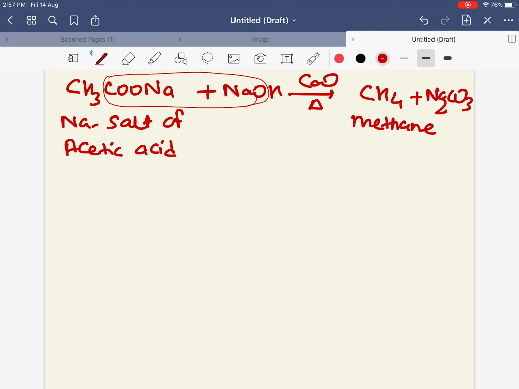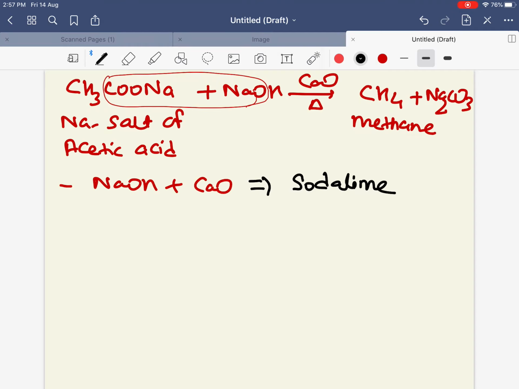The important point is the mixture of NaOH and CaO. The mixture of NaOH and CaO is known as soda lime.